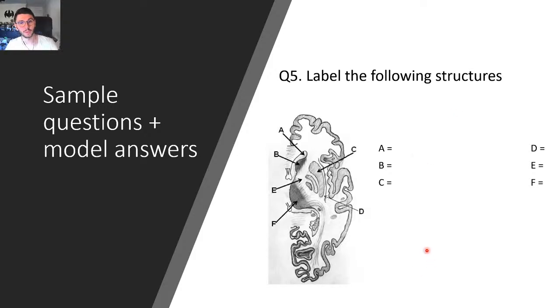So moving onwards, we have to label the following structures. We have a picture like this, and we have to label it. What we have to look out for here is that A would be our lateral ventricle, a hollow area, and we can tell this by it being close to B, which is the head of the caudate nucleus, this little comma shape.